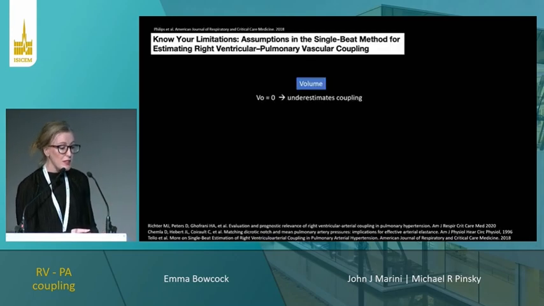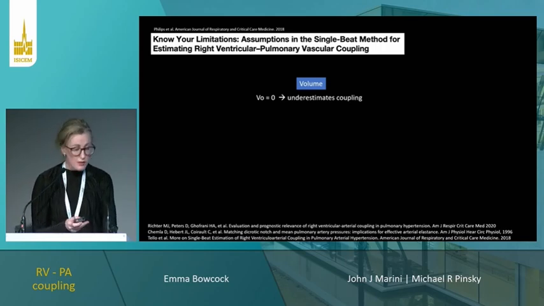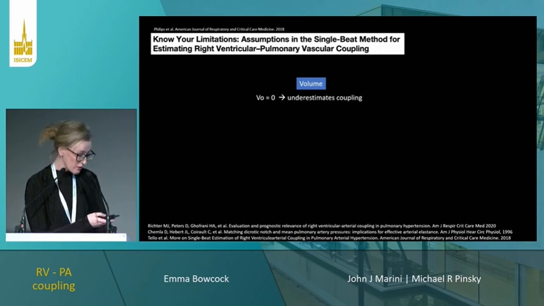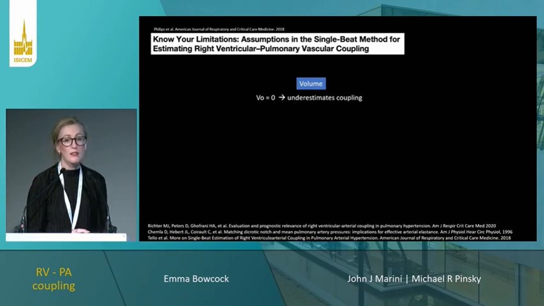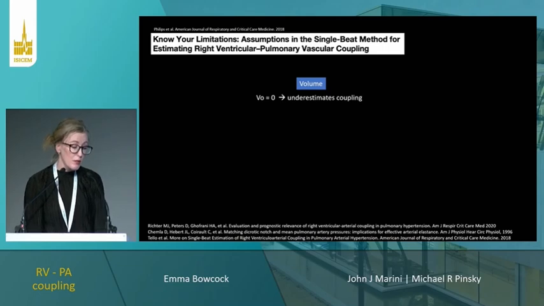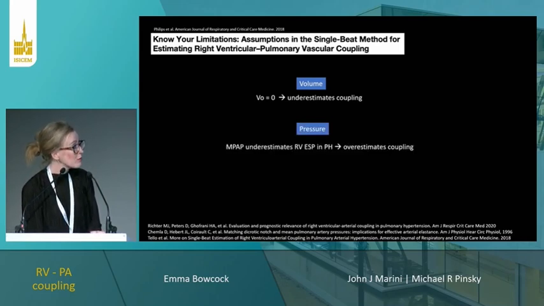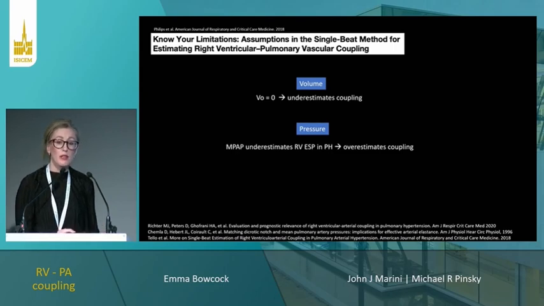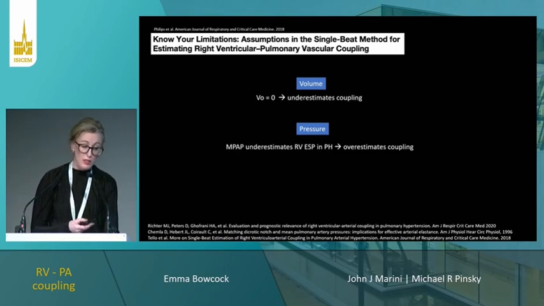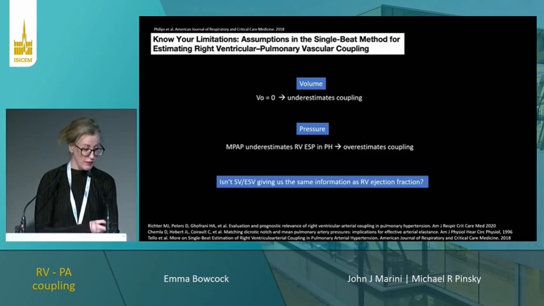There are obvious limitations to this and a lot of assumptions that are being used in this simplified method. And number one, of course, being that assuming that this volume in the right ventricle is zero under zero loading conditions, and we know that that's not true in patients with pulmonary hypertension especially. And so using this method, we will underestimate coupling. And similarly, if we're using pulmonary artery catheters and assuming that the mean pulmonary artery pressure equals end systolic pressure, then we know that that underestimates it, and we're going to overestimate coupling.